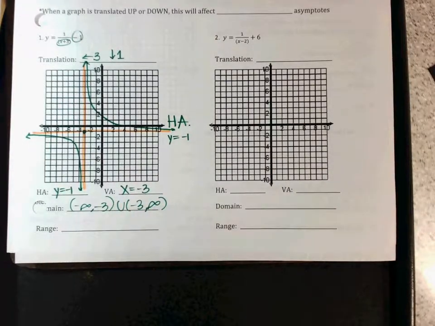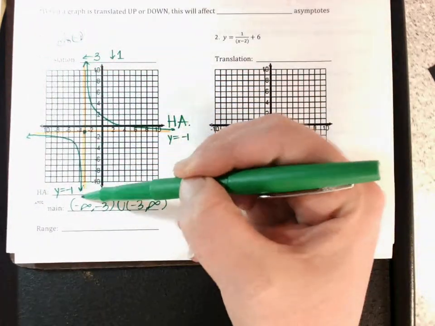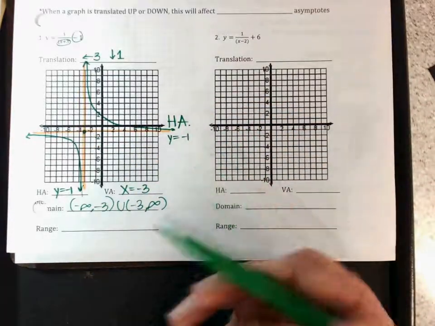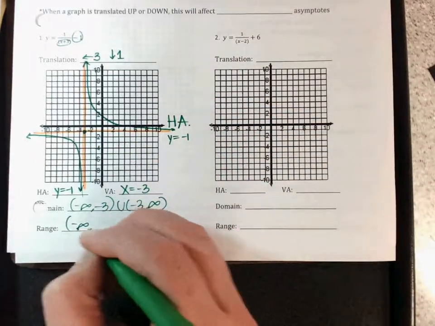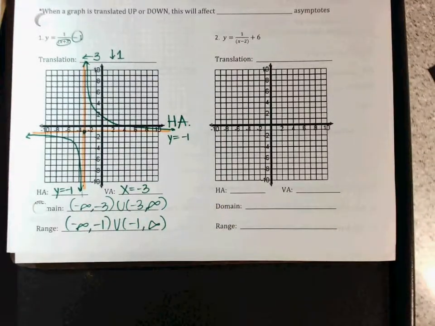Okay, then for my range, if I think about up and down, this side goes down forever, but it stops when I hit this flat line, which is at negative 1. So negative infinity to negative 1, union negative 1 to infinity. Okay, take a look at number 2.